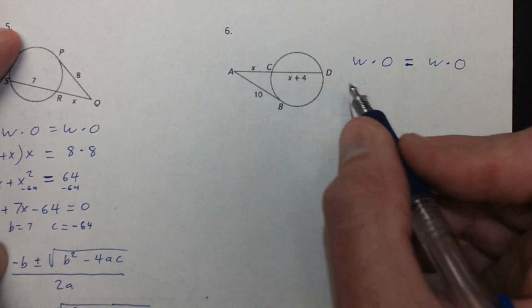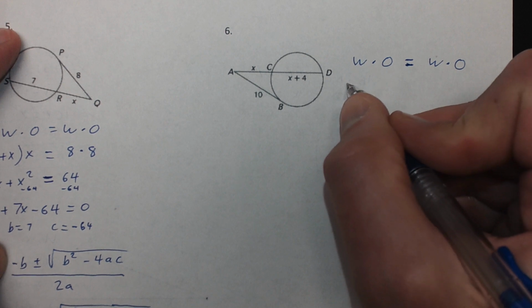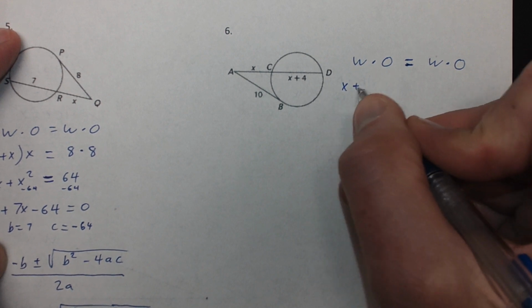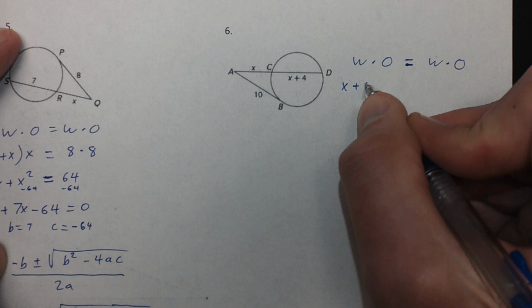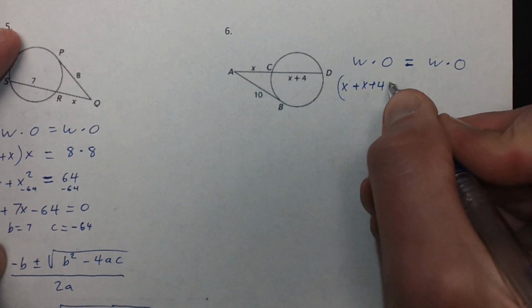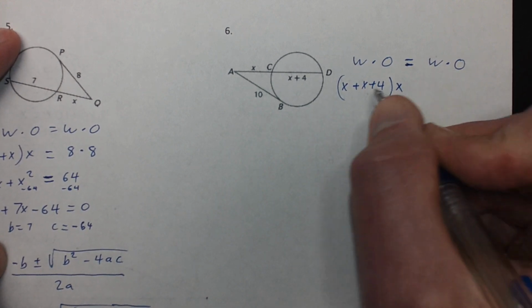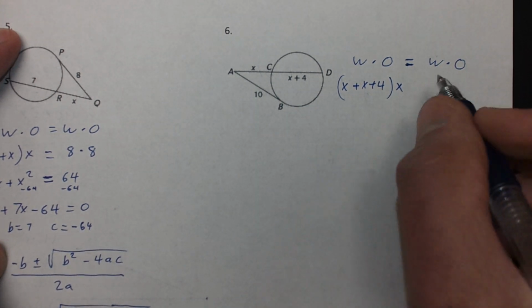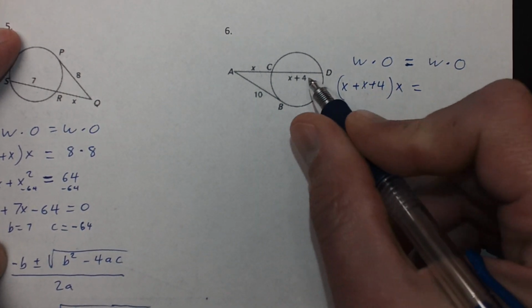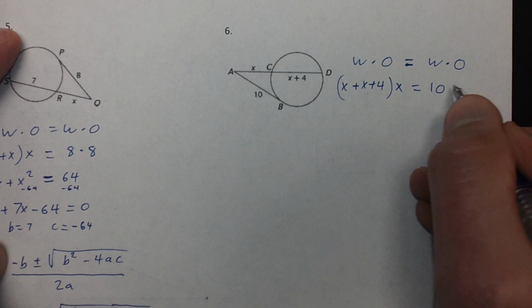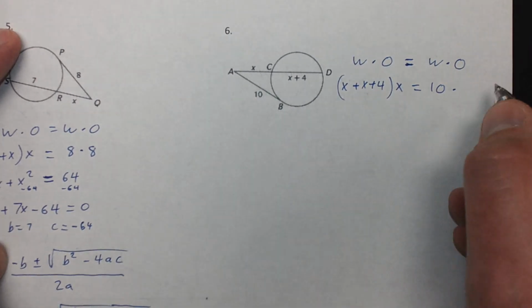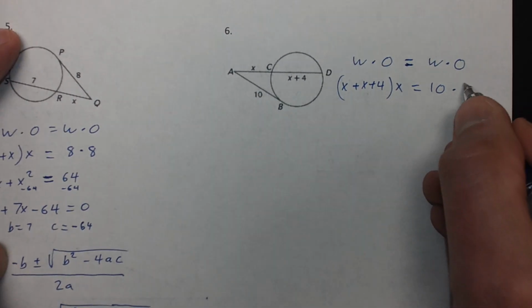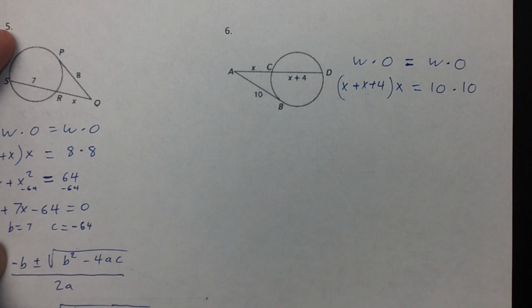So here's my secant at the top. Whole is x. The whole thing is actually x plus another x plus 4 times the outer, which was just an x in this case. And that's the secant. That tangent is just 10 for the whole tangent. The outer part, again, is always going to be the same. So that's just another 10.